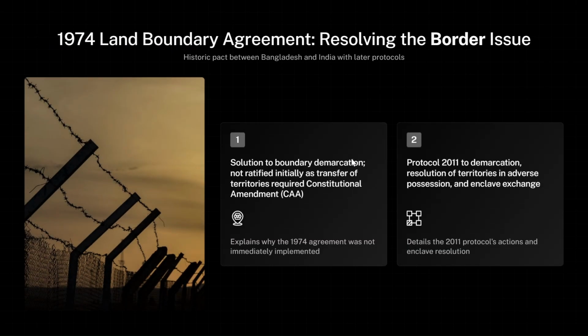Now we move on to 1974 Land Boundary Agreement with Bangladesh, which aimed to solve the boundary demarcation issues between India and Bangladesh at that time. But it wasn't ratified initially because transfer of territory was involved and that needed a constitutional amendment. Later, the 2011 protocol finalized everything, that is demarcation, adverse possession, and enclave exchange.